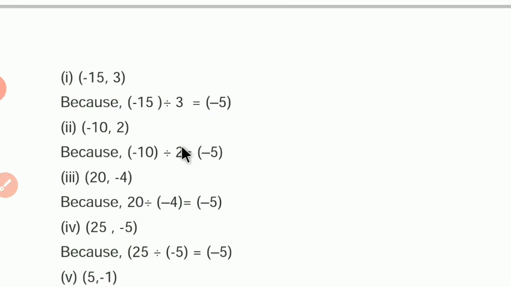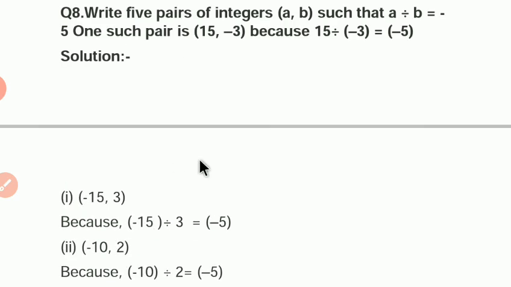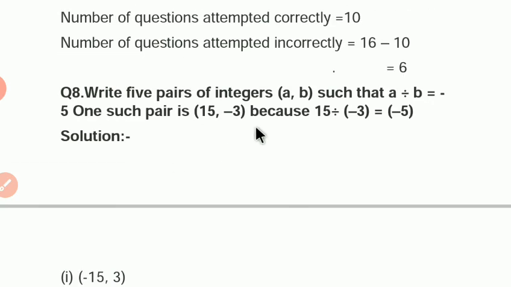So these pairs are not the fixed answer. You can take any pair of integers, but the answer should come as minus 5, or it should satisfy the given condition such that a divided by b is equal to minus 5. I hope you have understood all the questions nicely.